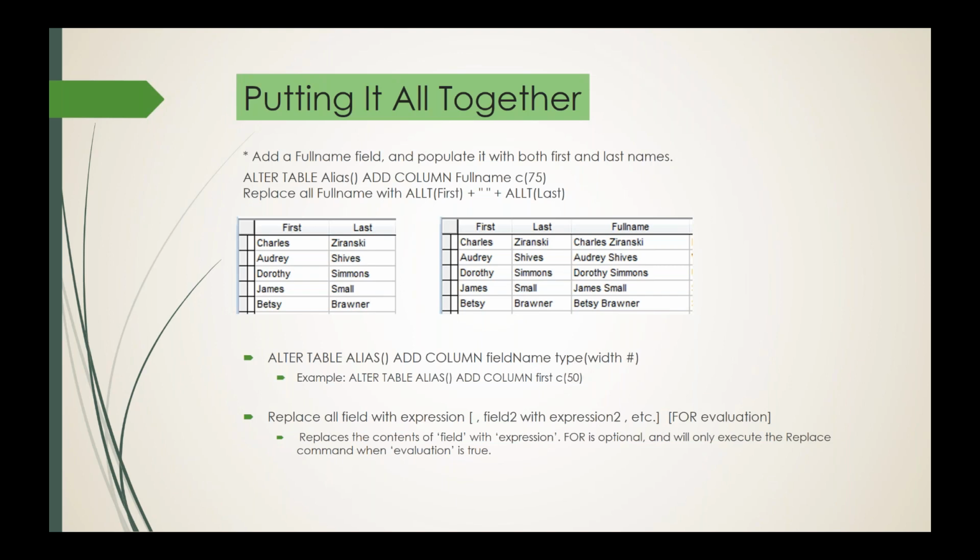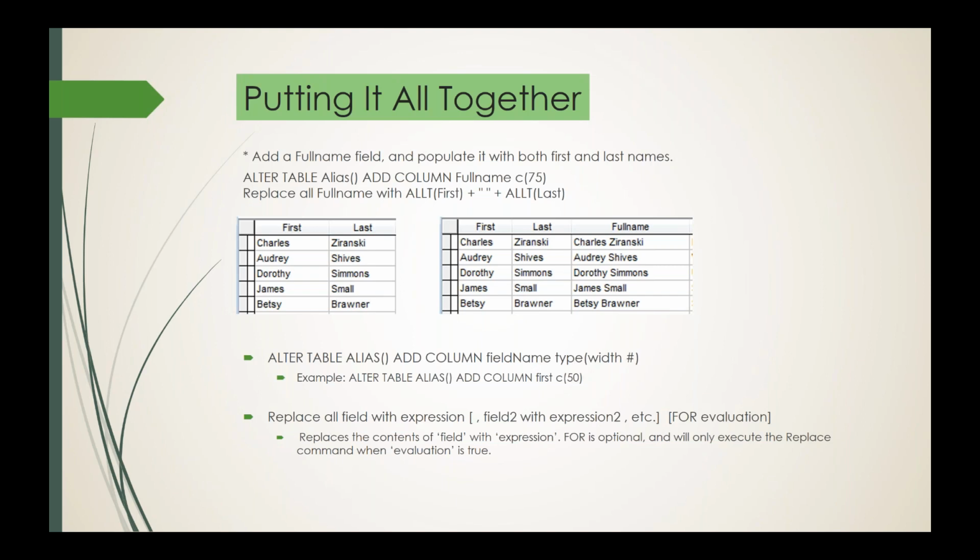So the very first thing this command does is it adds a full name field. So as you can see at the bottom of the screen there, with the alter table syntax that we're going to be using, we have alter table alias add column full name. It's a character type field, so I use C, and the width I want is 75, just to make sure I can fit all the data in the first and last fields.